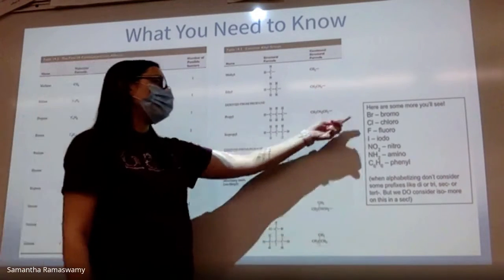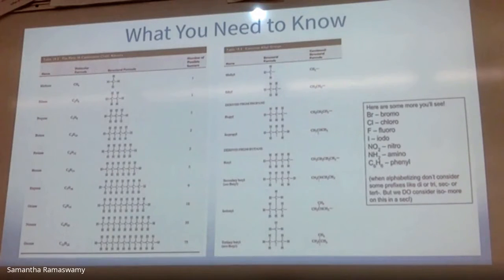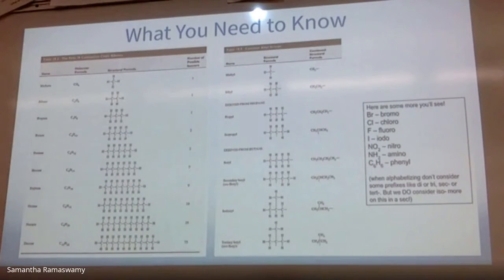We also can see other ones. Br, Cl, F, I. We see a lot of the halogens attached. If we see NO2, NH2, those are some other ones that we'll see as well. We'll talk more about alphabetizing, but prefixes we do not consider unless it's iso. So we'll look at the alphabetical naming as we go through some examples.